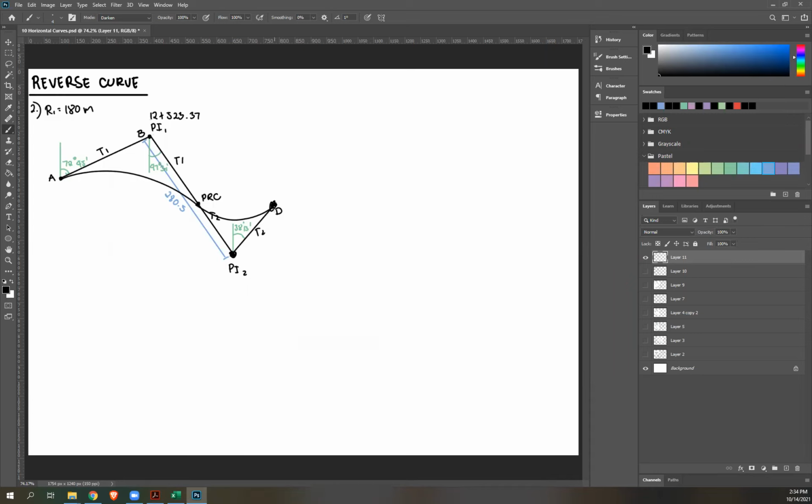Student question: Ma'am, why are PI 1 and 2 there? PI is the point of intersection of the tangents of each curve. This is the back tangent of your first curve, and this is the forward tangent of your first curve, T1, T1, with the point of intersection. And this is the back tangent and forward tangent of your second curve. Point of intersection here, that's why that's PI2.